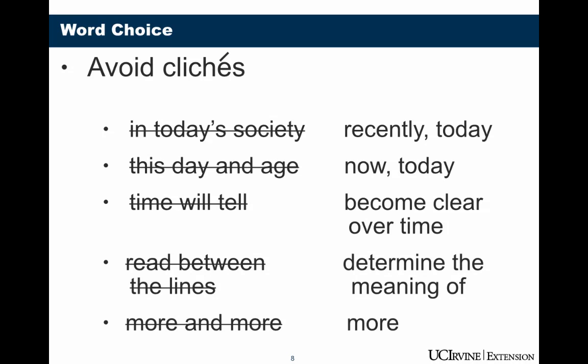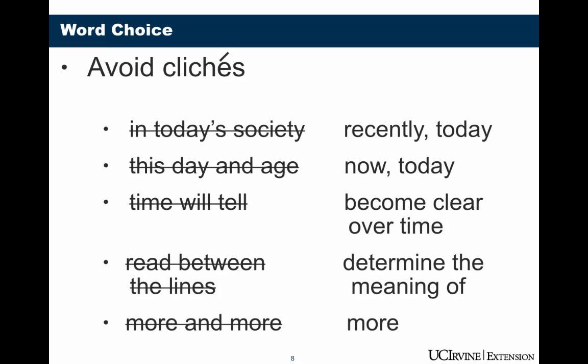Also, for academic style, you want to avoid cliches. A cliché is an overused expression. These are things that we hear all the time, and they are not considered to be good writing. Often students want to write, in today's society. This is a cliche expression. Instead of using this, just say recently or today if you have to. This day and age is also a cliche that students like to use. Instead of this cliche, just say now or today.